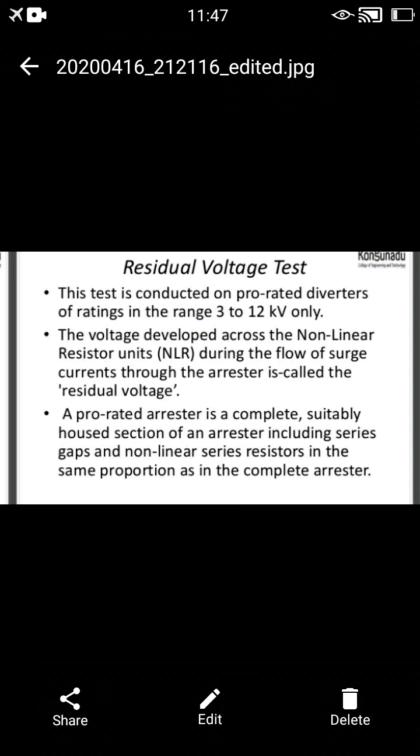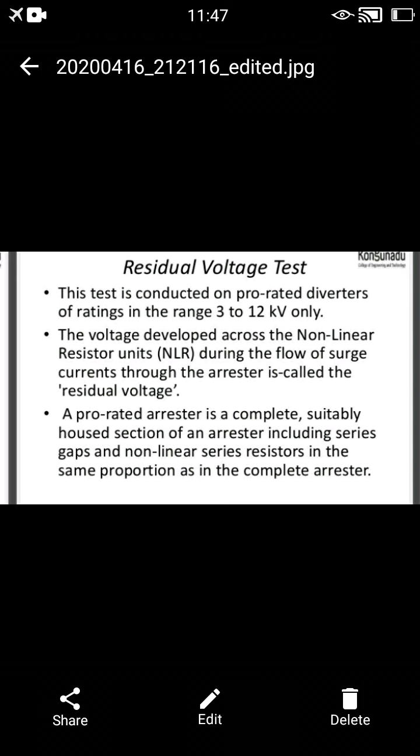So this is the test called front of spark over test. So next we'll start the residual voltage test. This test is conducted on pro-rated diverters of rating in the range of 3 to 12 kilovolt only.